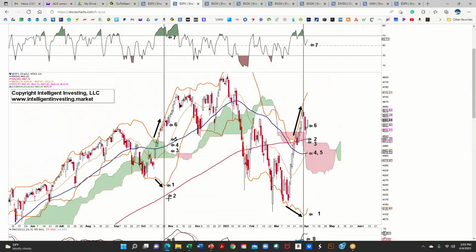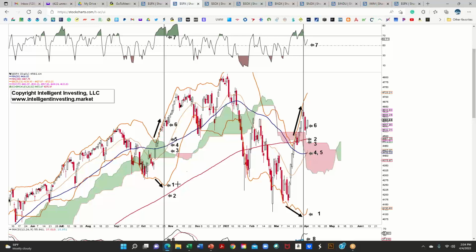Okay, let's go in order of importance or alphabetical, whatever you want to do. Bollinger Band. Late October last year, it bottomed here after having expanded, and then it went up. What do we have here? It bottomed last week after it had expanded, and now it's moving up.